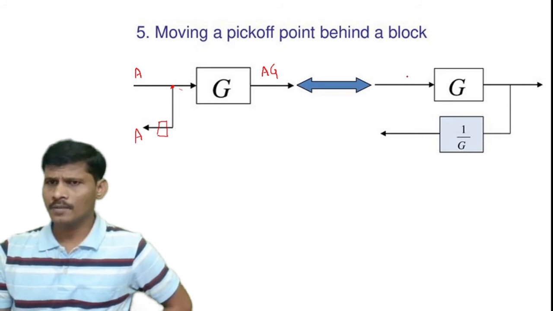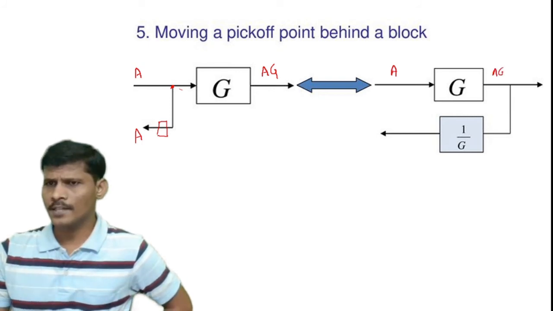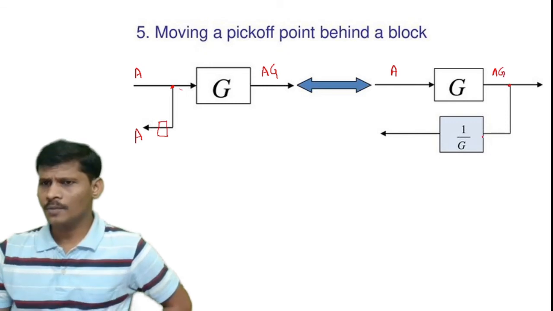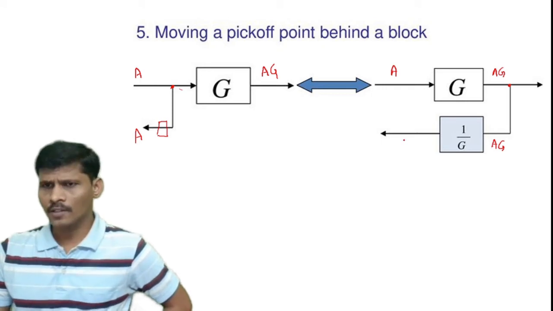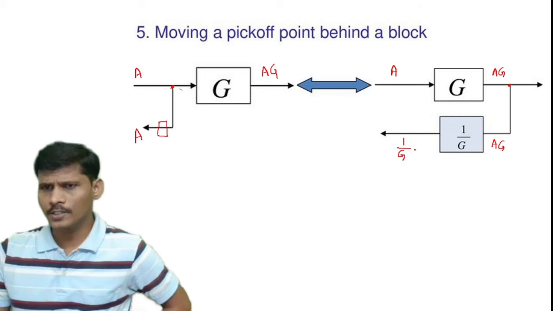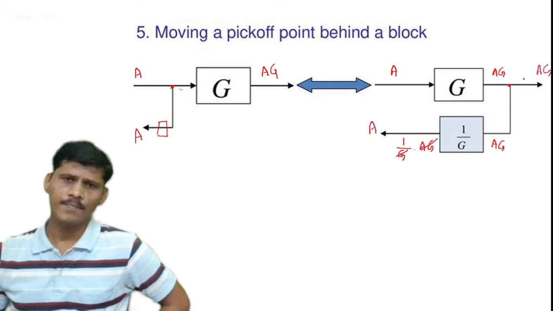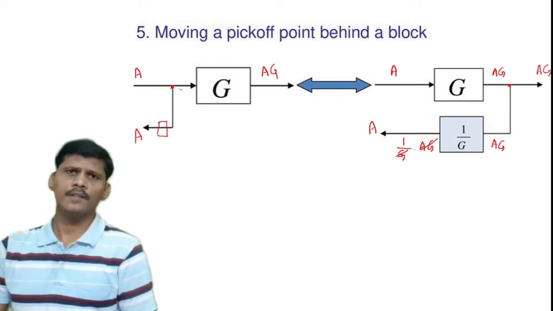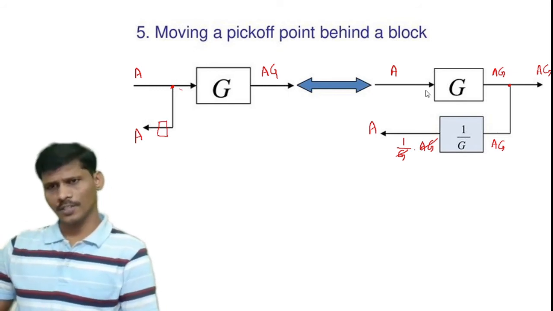Here the input of this block is capital A. This signal is passing through this block, and the output of this block is AG. And what is the input of this block? The input of this block is AG. So this AG is passing through this block, and the output of this block is 1 by G into AG. Numerator and denominator G cancel, we get only A. And this output is also AG. So moving the branch point or the takeoff point after the block, the equivalent representation is this one.